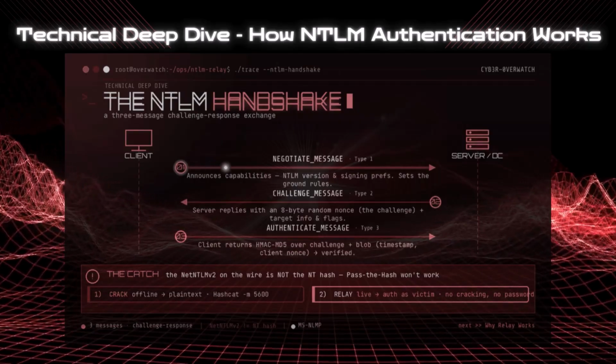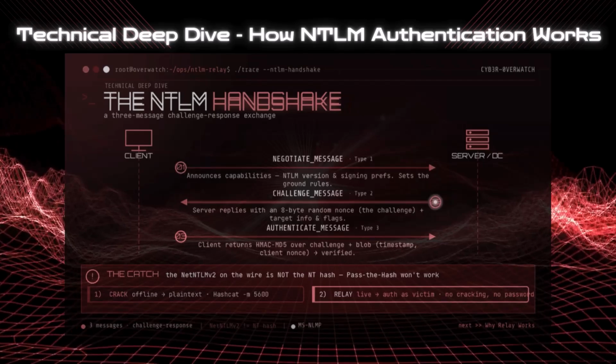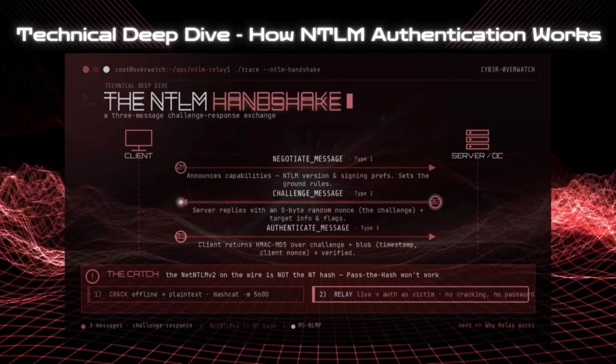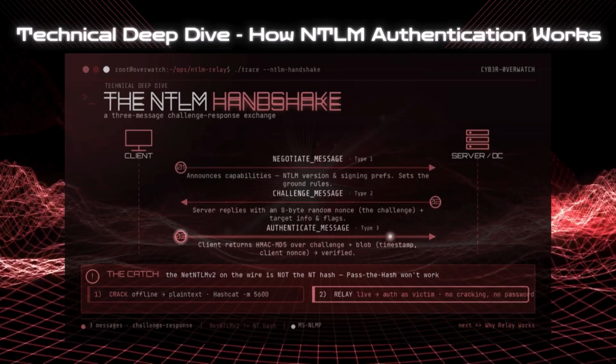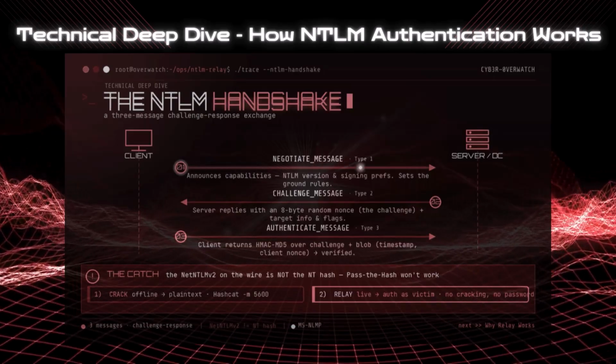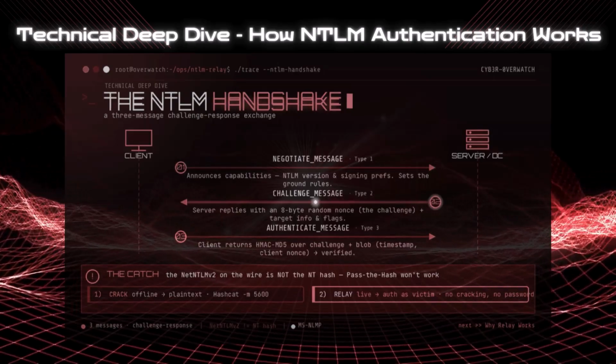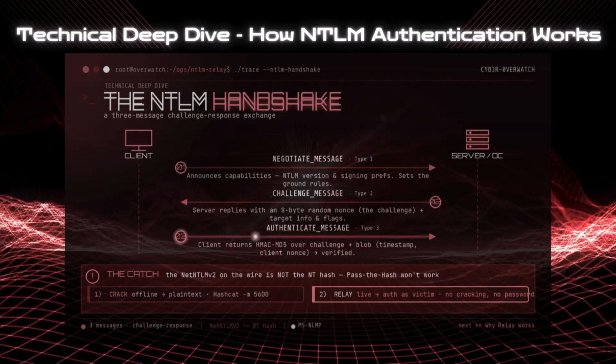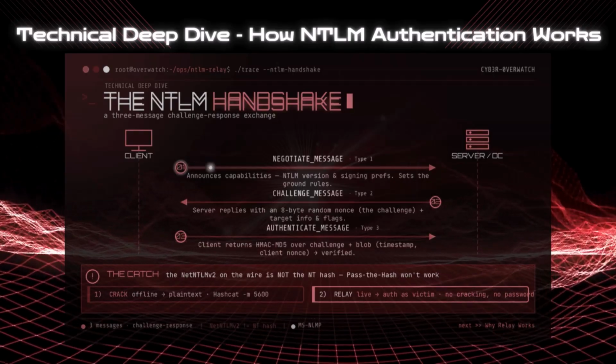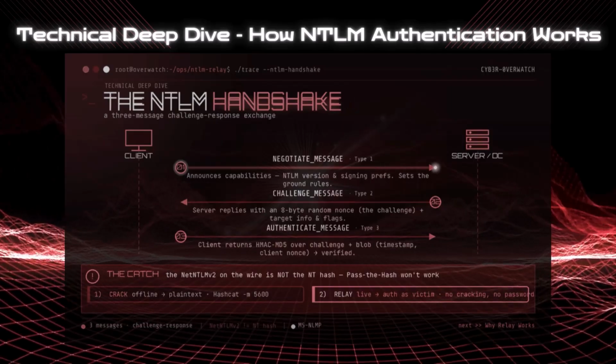The client sends a negotiate message to the server announcing the capabilities it supports, things like which NTLM version and whether it wants signing. Think of it as setting the ground rules for the exchange. Step 2, challenge. Type 2. The server responds with a challenge message containing an 8-byte random number, the server challenge or nonce, along with the target information and negotiated flags.